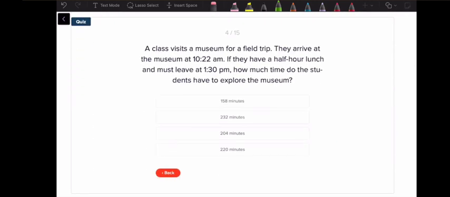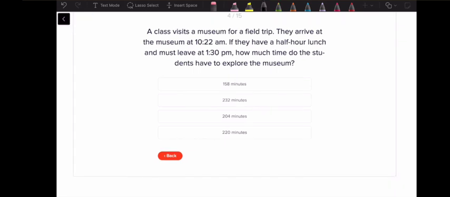The next problem states, a class visits a museum for a field trip. They arrive at the museum at 10:22 a.m. If they have a half-hour lunch and must leave at 1:30, how much time do the students have to explore the museum? So, a timeline is going to be very helpful here.